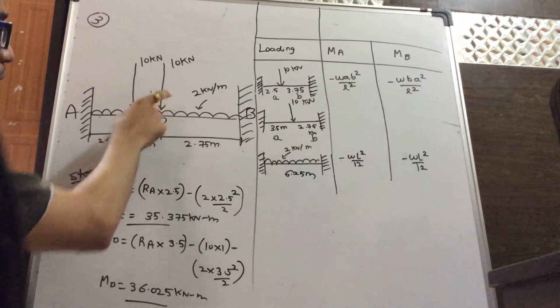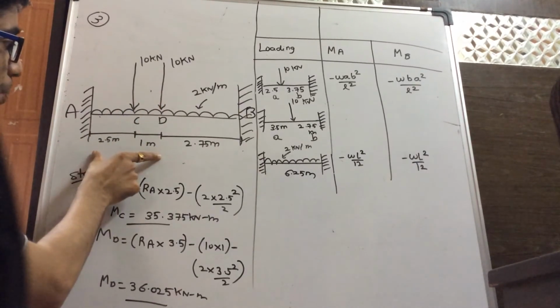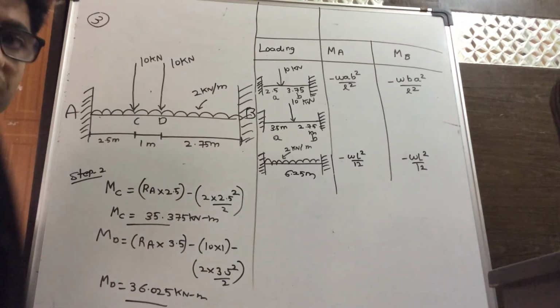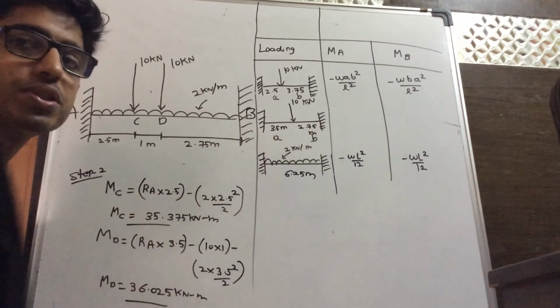The formula will remain the same for this second step, just that the distance is different. So for this 10 kilonewton load, it is acting at a distance of 3.5 meter from the left side and 2.75 meter from the right side. So L, the length, you will take as addition of 3.5 and 2.75 meter.